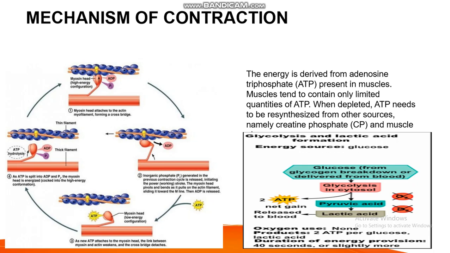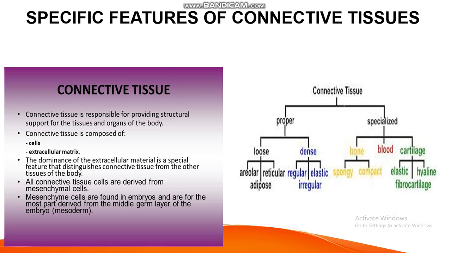Then ADP, adenosine diphosphate, is released. Now as new ATP attaches to the myosin head, the link between the myosin and actin weakens and the cross bridge detaches. Then as ATP is split into ADP and P, the myosin head is energized, cocked away into the high energy conformation. So this is the mechanism of contraction for myosin to bind to actin, while troponin is detached, causing tropomyosin to move away from actin. Now the energy source for muscular activity is derived from ATP or from other sources such as creatine phosphate, glycogen and so on.